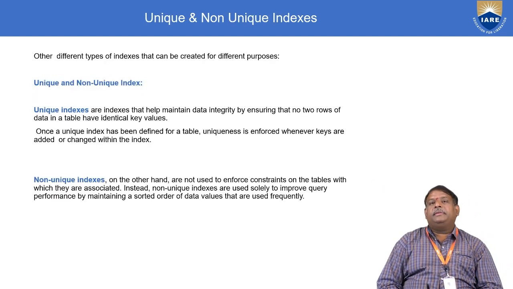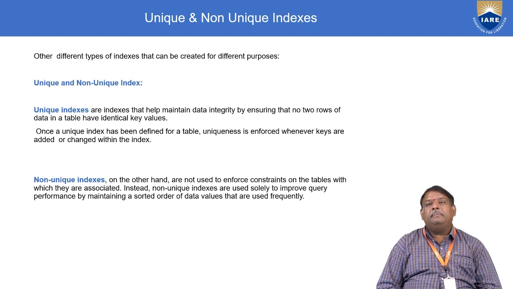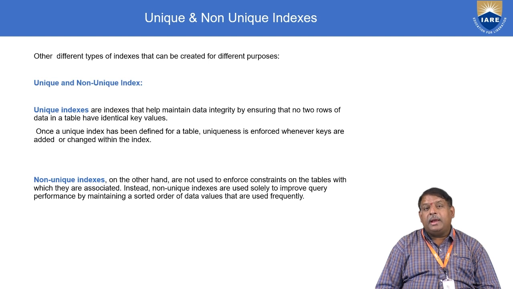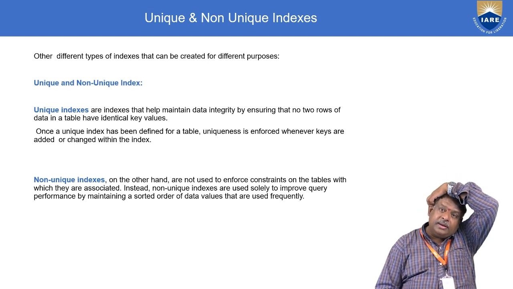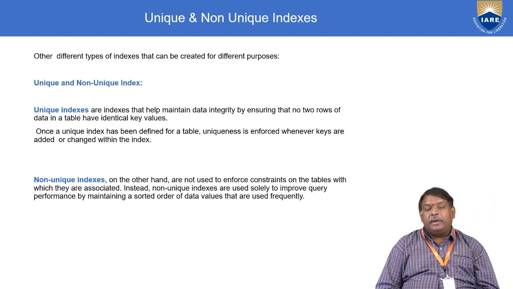The other types of indexes can be created for different purposes. One is unique and non-unique index. Unique indexes are indexes that help maintain data integrity by ensuring that no two rows of data in a table have identical key values. Unique indexes help in data integrity by ensuring that no two rows of data in a table have the same value.